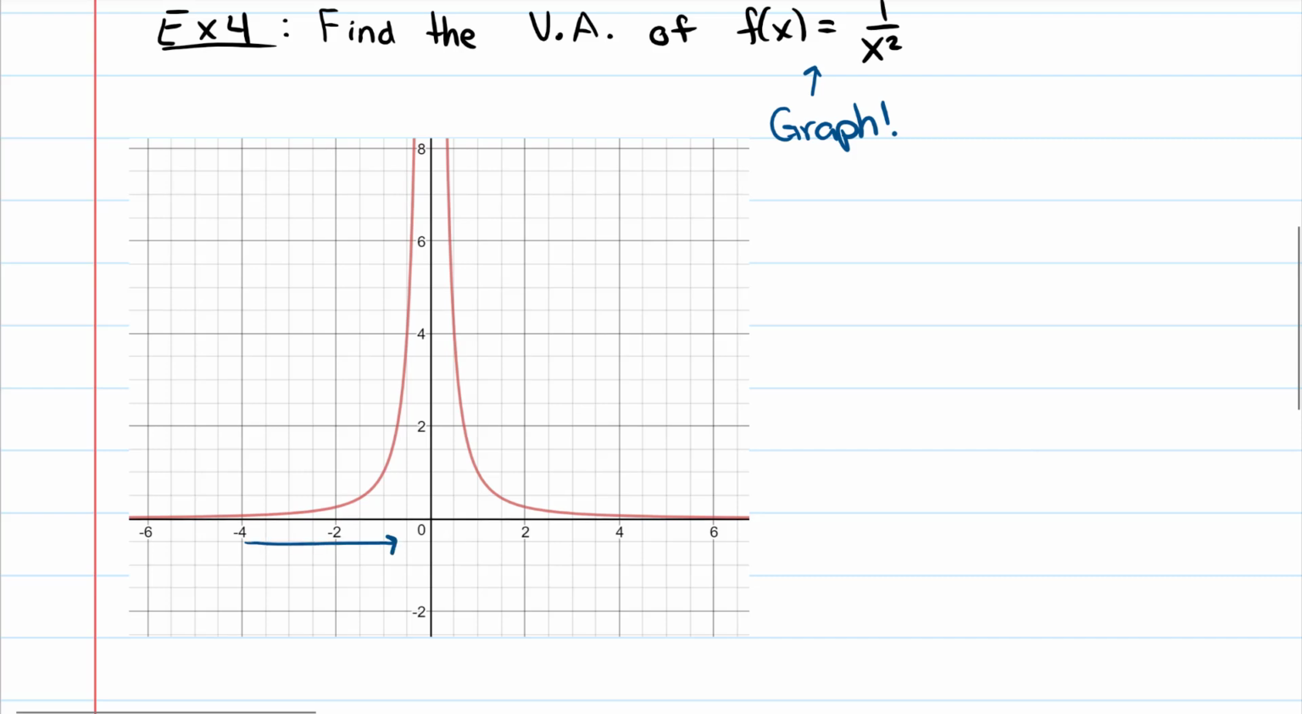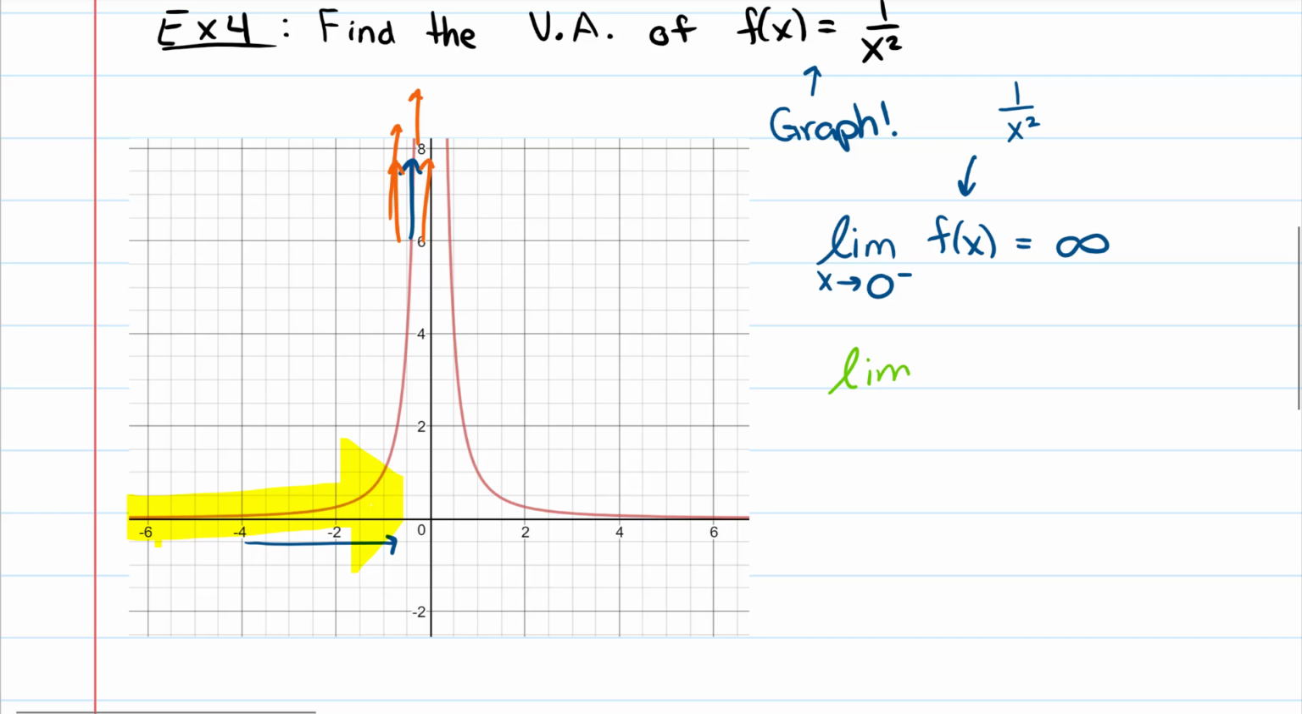So you see that as we approach 0 from the left, it looks like the graph is going up towards infinity. So we write that as the limit as x approaches 0 from the left of f of x, where f of x is equal to 1 over x squared. We get that this is equal to infinity. And again, that's because as you approach this graph this way, the y values are going up towards infinity.